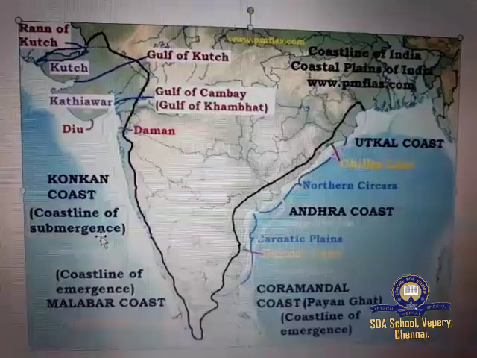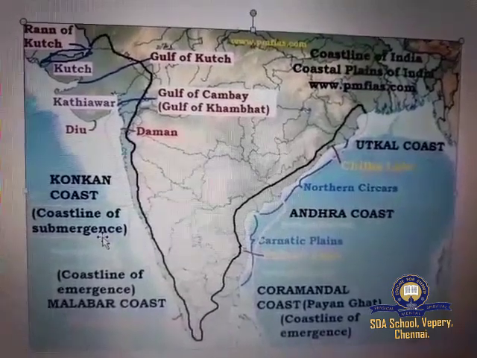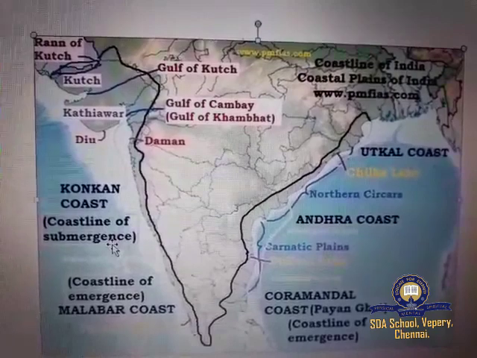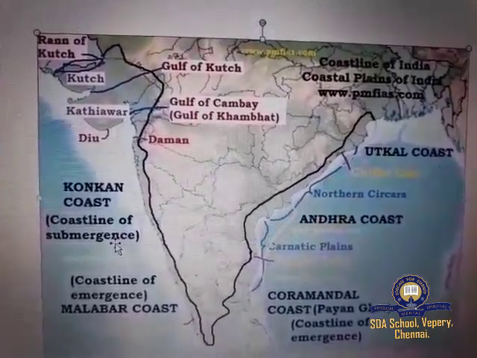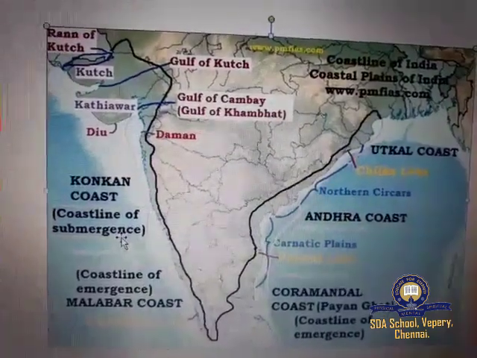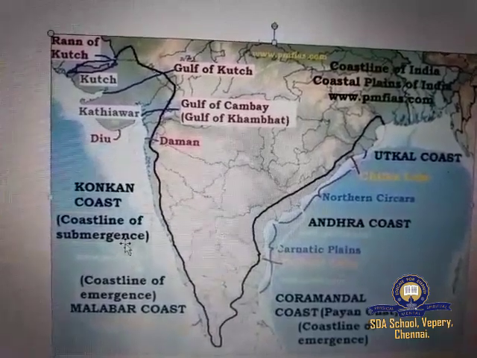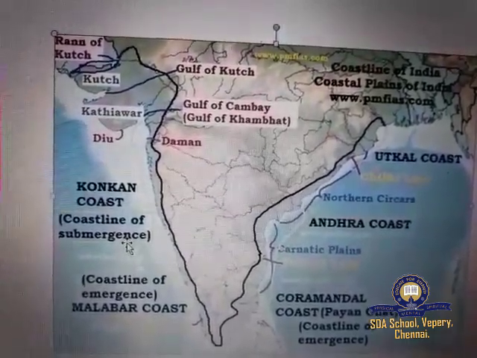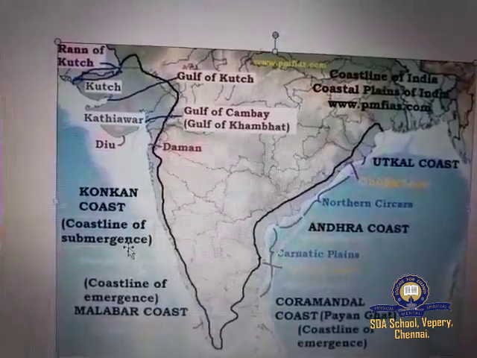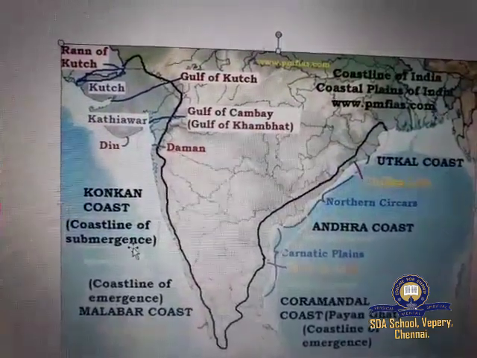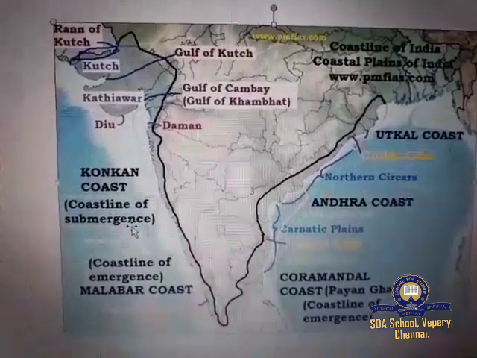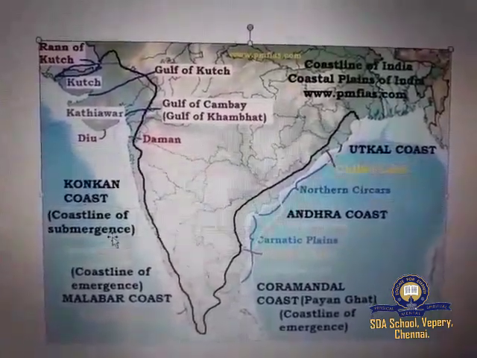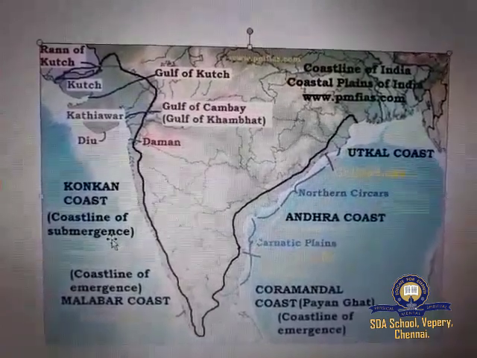The coastal plains. The peninsula plateau of India is covered by narrow coastal plains of varied width from north to south, known as the western coastal plain and the eastern coastal plain. They were formed by the depositional actions of the rivers and the erosional and depositional actions of the sea waves.